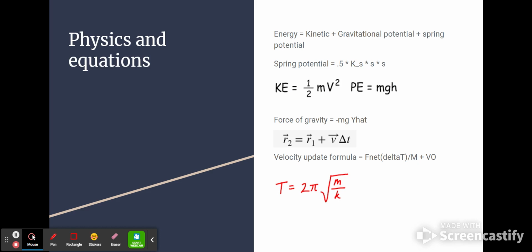And obviously we have our basic stuff like force of gravity equals negative mg y hat. And we can also use our position updates and our velocity updates to find how much it moves when we find our velocities using our energy equation. So that's basically what we're going to do. We're going to use our energy equation for different points to find our velocities and the changes. So therefore we can calculate what's going to happen. We'll also use the oscillation formula later on in the lab.